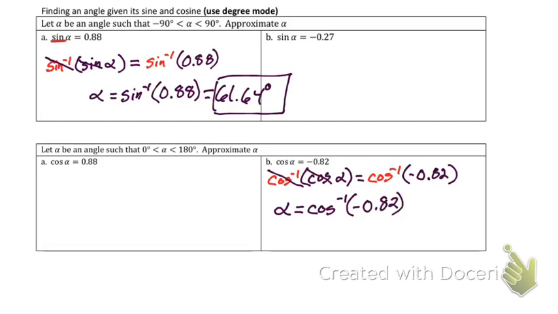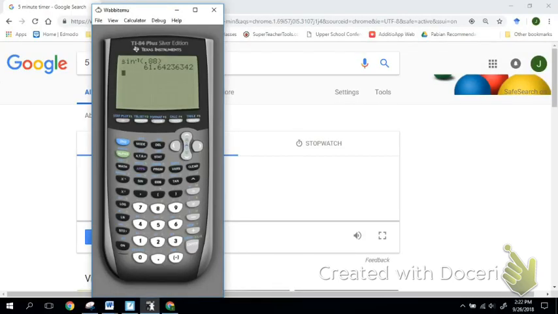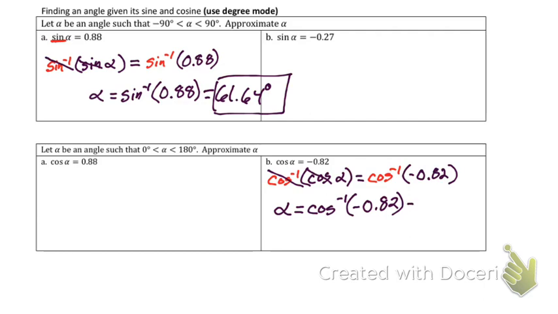Then I'll go back to my calculator. And we'll hit second cosine. And we'll do negative 0.82. And it's going to pop out 145.08. So that's going to be 145.08 degrees. And that is how to tackle those problems.